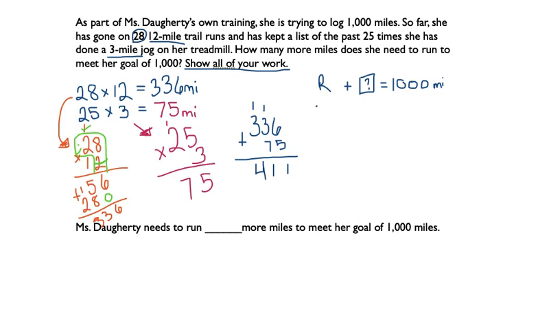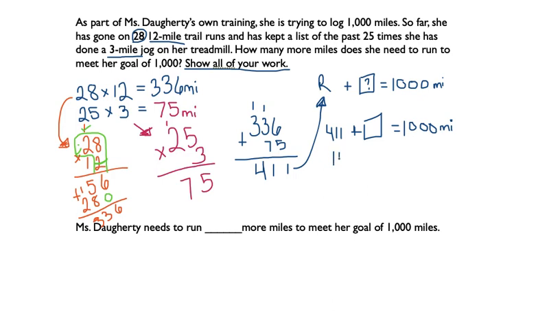Now I know how much she has already run. Right here is where that can go. She ran 411 miles so far. And now I need to figure out how much more does she need to go? How much more in order to equal the total of 1,000 miles? Now, you could always do the opposite or inverse operation of addition, which would be subtraction. You could change this problem into a subtraction problem.